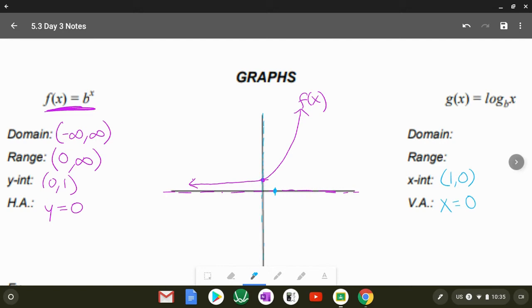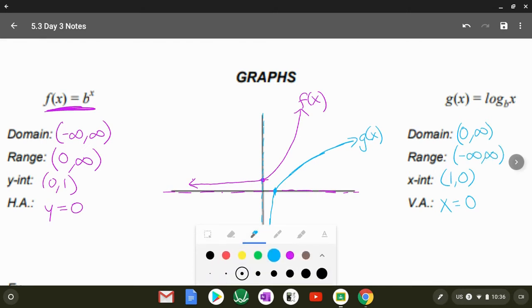And then the domain, if we draw this graph, I'm going to show you what these graphs look like. For a log function, the graph is going to look like this. And the domain, because this is what our graph looks like, we have a vertical asymptote. The domain is from 0 to infinity, and the range is from negative infinity to infinity.